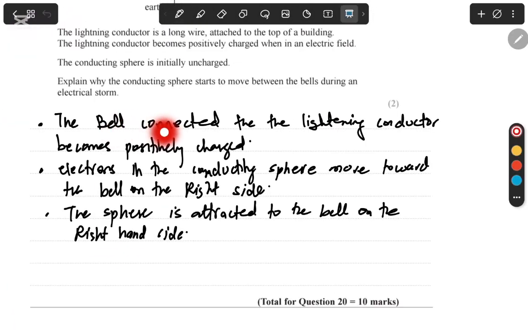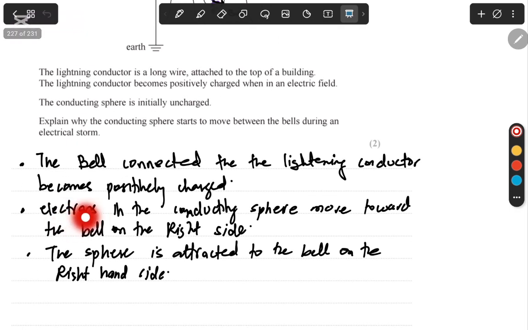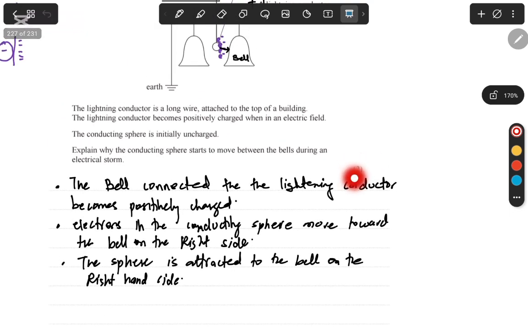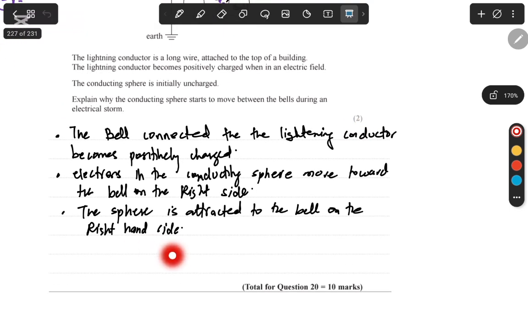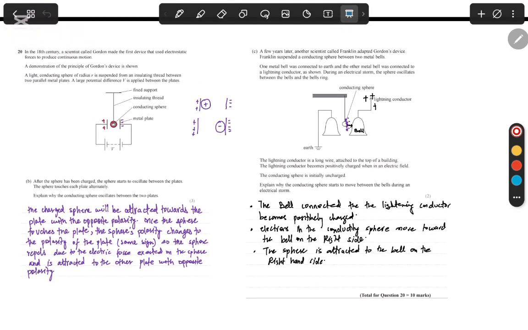So you're going to write that the bell connected to the lightning conductor also becomes positively charged. So the bell here is also positively charged because the lightning conductor becomes positively charged. And because of that, the electrons in the conducting sphere move towards the bell on the right side, and the sphere is attracted to the bell on the right hand side. That's basically going to be your 2-mark answer. Of course, I've given you a lot of space, but the answer is quite concise and short. Okay, so I hope that was clear. And that's all for this video. Now I'm going to show you the mark scheme and the examiner report.